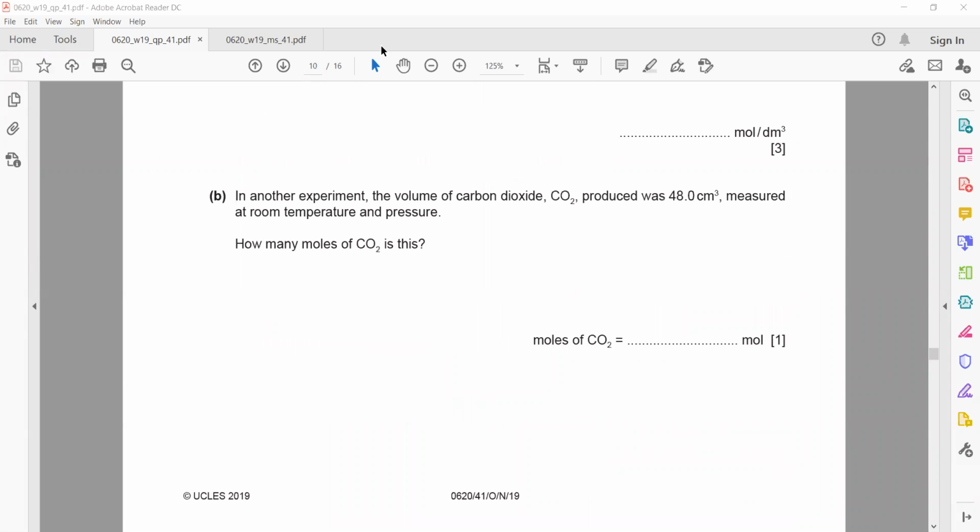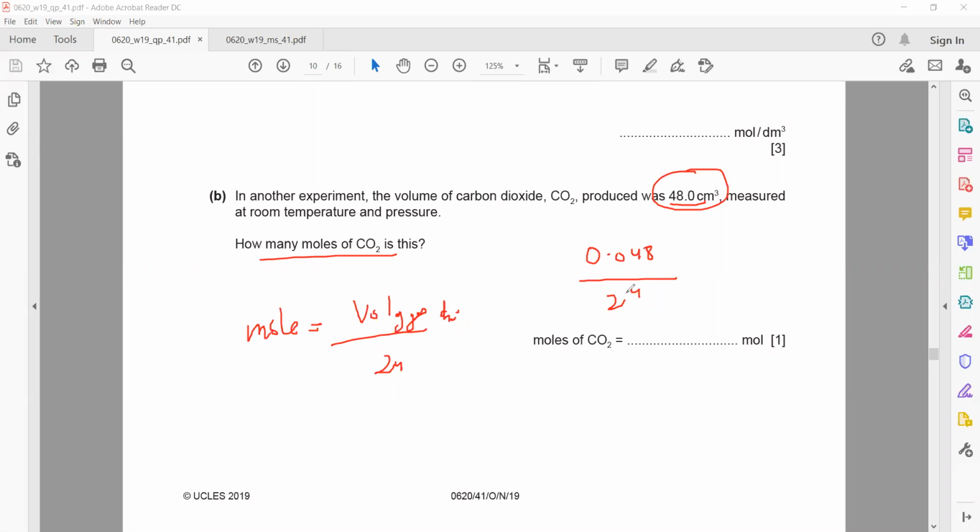Now, in another experiment, the volume of carbon dioxide was 48 cm cube. How many moles are there? The formula for gases: mole equals volume of gas divided by 24, because carbon dioxide is a gas. But volume of a gas must be in dm cube, and volume is given in cm cube. So 48 divided by 1000, so 0.048 divided by 24. What's the answer?